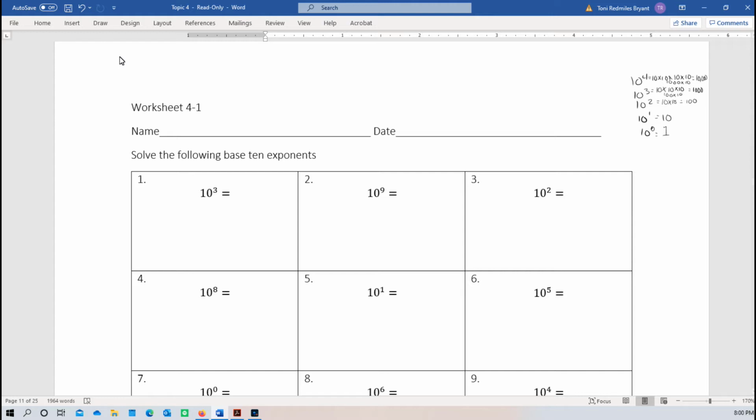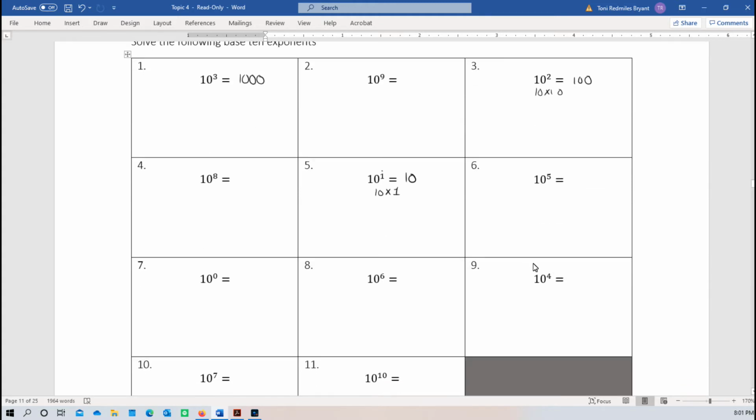All right, so I already answered this one. 10 to the third is 1,000. And I already answered number 3. 10 to the second is 10 times 10, which is 100. And I answered 10 to the first power. That is just 10. There's only one 10, and I have to multiply that by 1 because it has to be multiplied by something, right? And I did this one. So 10 to the 0 power is 1.